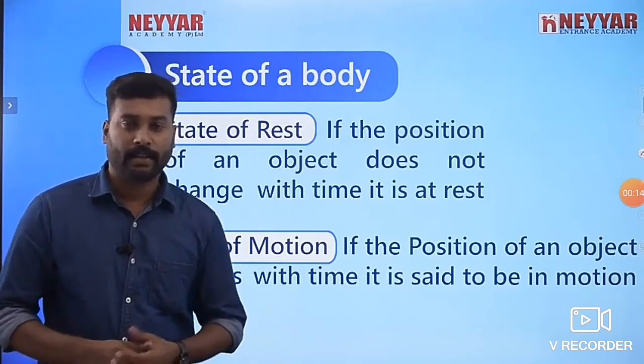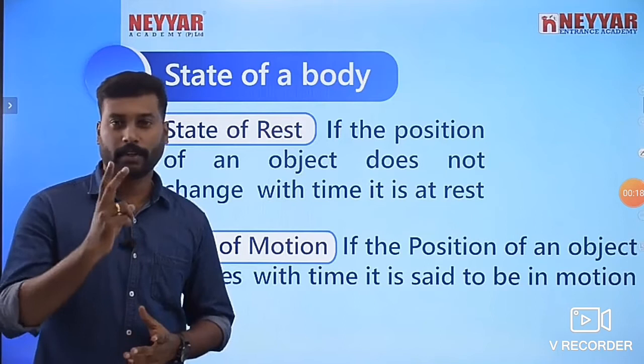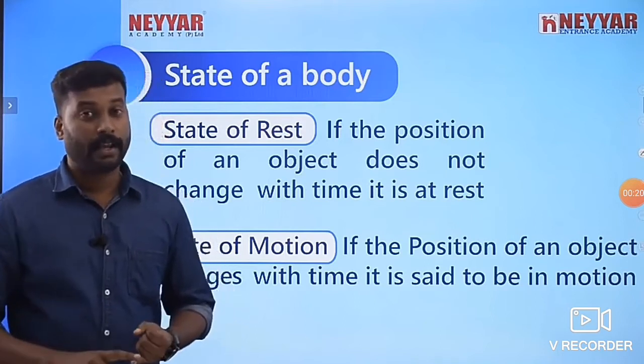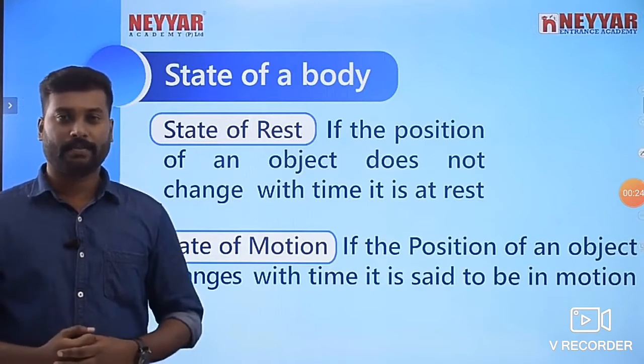Physical states of matter like solids, liquids and gas in chemistry. And in mechanics, a body has only two states. One is state of rest and another one is state of motion. Then, what do you mean by state of rest?